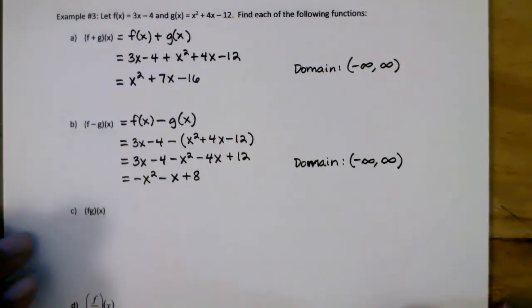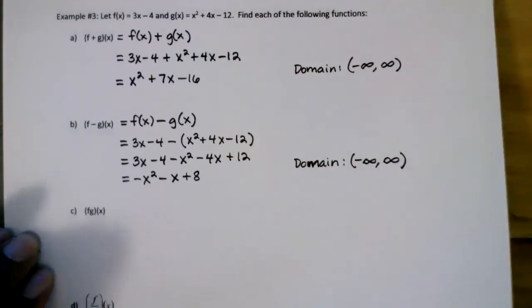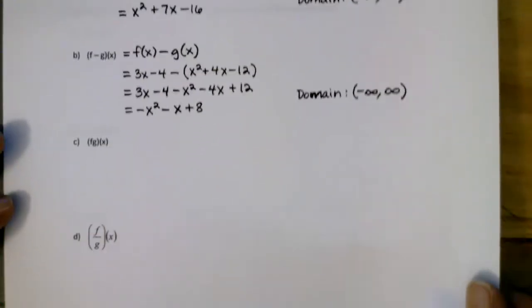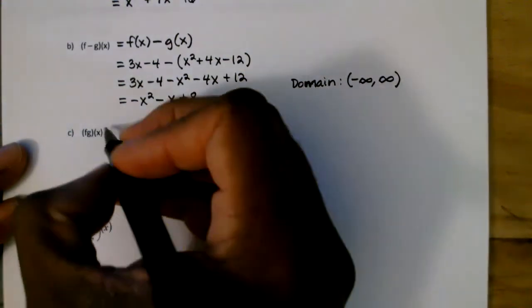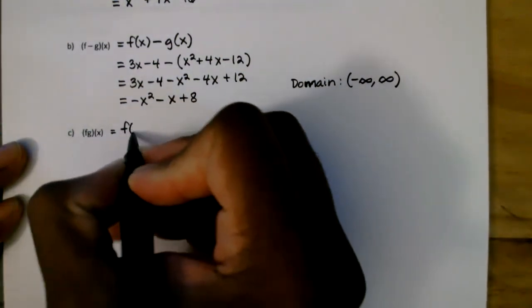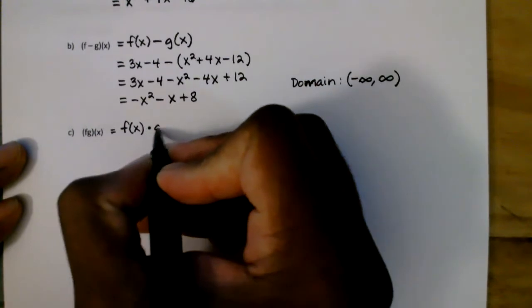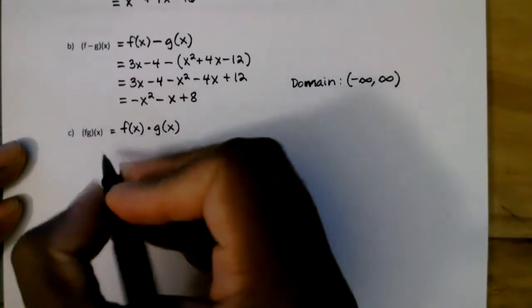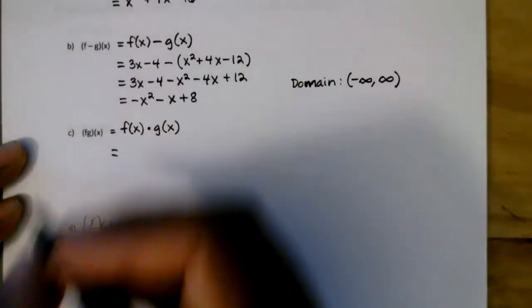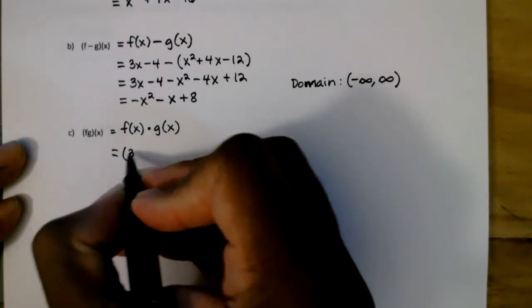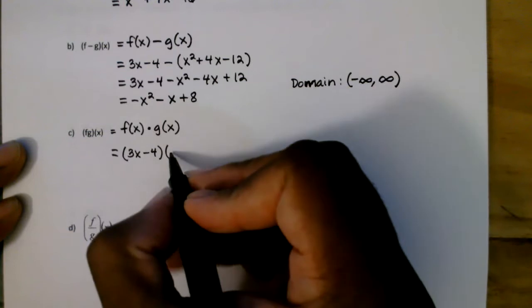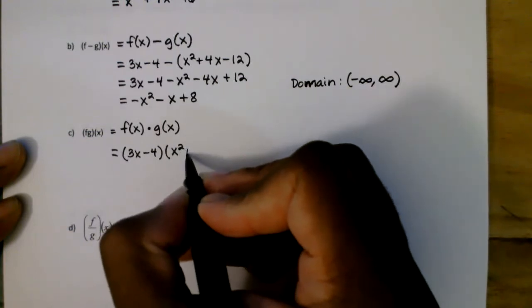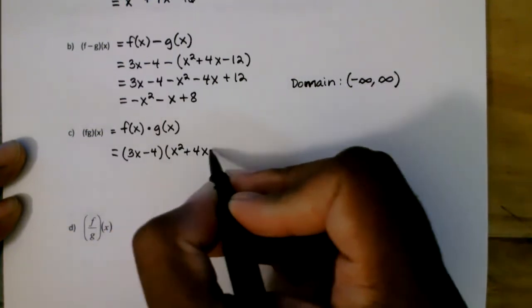All right, part C, f times g of x. So here we're going to multiply the two functions here. This means f of x times g of x. So here my f of x is 3x minus 4 times g of x, which was x squared plus 4x minus 12.